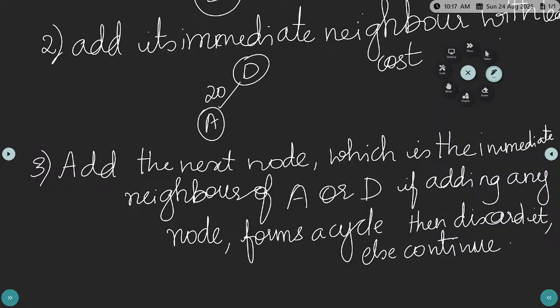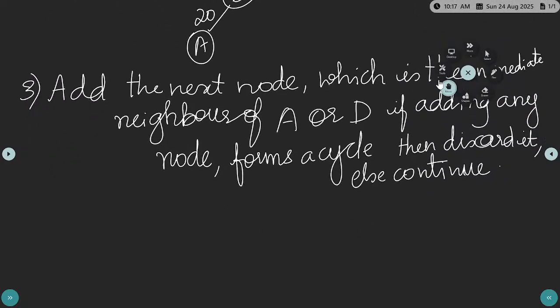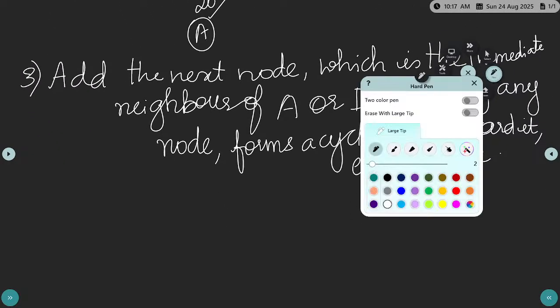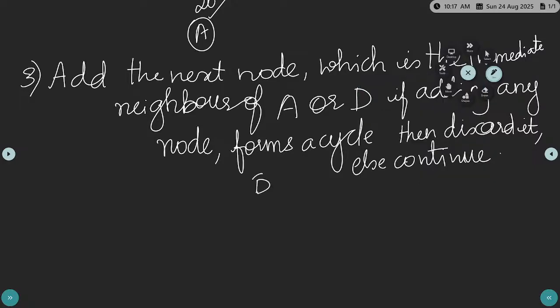Now what is the next node that you have to add? I have done D to A. It is 20. Next, from A there is B, there is D. D is already completed, so you cannot do D. You have only B and C. B's weight is 5 and C's weight is 25. Which one will you take? You will take B, its immediate neighbor. Its weight is 5. So it is not forming a cycle.